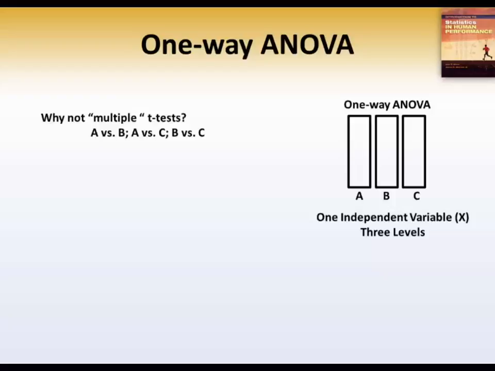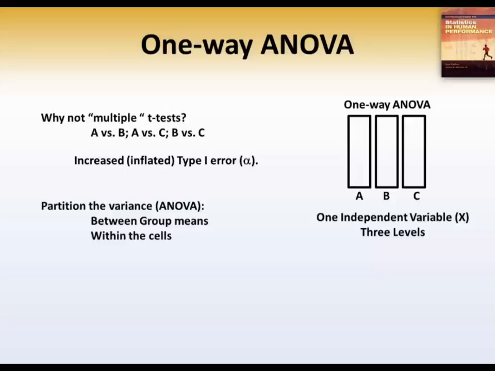You might ask yourself, why wouldn't you do multiple t-tests? Let's compare a with b, a with c, and b with c. The problem with that is that you end up with an increased type 1 probability, and you're more likely to find a significant difference that is not there.